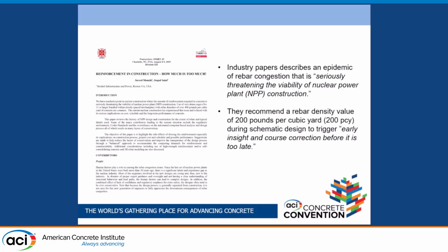And we have a reference provided; we provide the link and the reference in the document. This was an industry paper that provided an example of an epidemic of rebar congestion that is seriously threatening the ability of nuclear power plant construction. And it actually gives you a point of view of some of the challenges that we're having. It's a very good paper. It talks about recommendations, once you get to a certain congested value, in this case 200 pounds per cubic yard as an example they use. You need to raise the flag. Pretty much, you need to raise the flag and make sure you start looking at things.